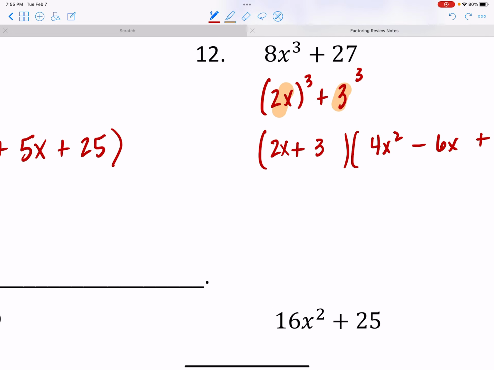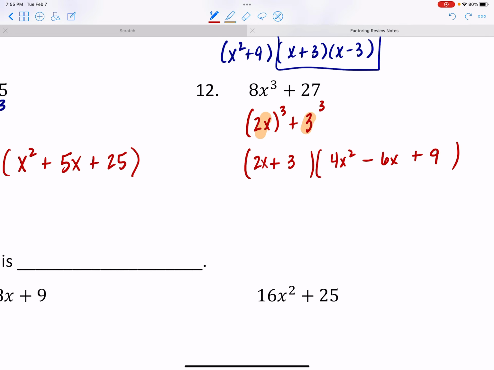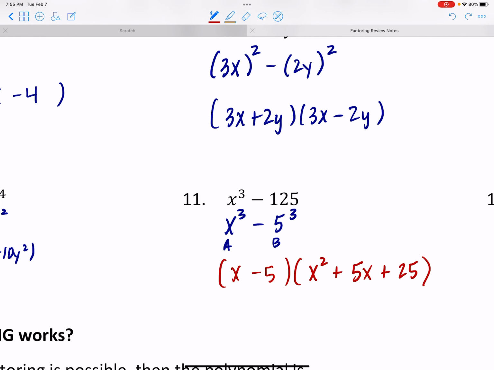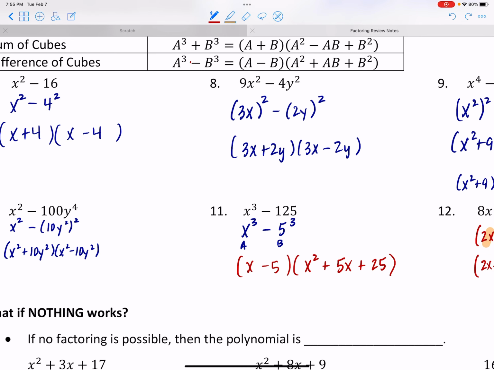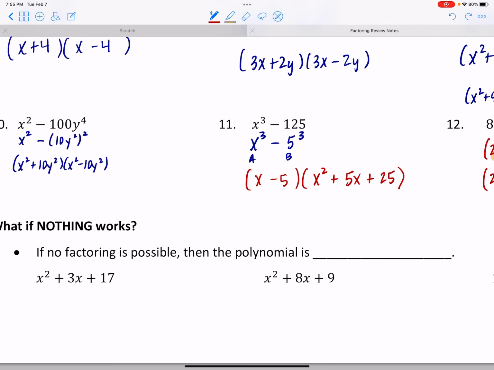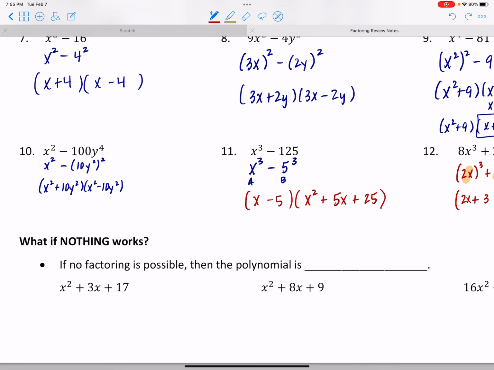I don't know if we're going to see a ton of the cubes with our trig stuff, so if those ones you're a little shaky on, don't worry, but you definitely should be able to factor the trinomials, the differences of squares, and GCFs. Grouping, again, I don't know, but grouping is really just GCF, so hopefully you're comfortable with those. The last thing I want to mention is if none of this works, if no factoring is possible, then we call our polynomial a prime polynomial.